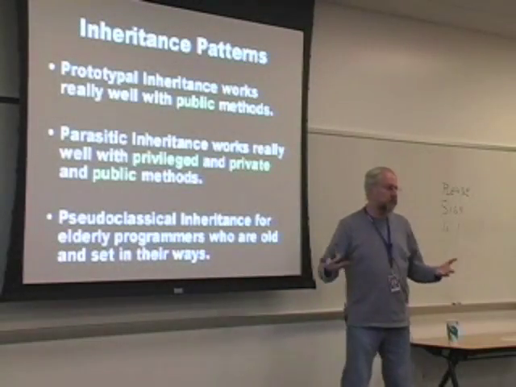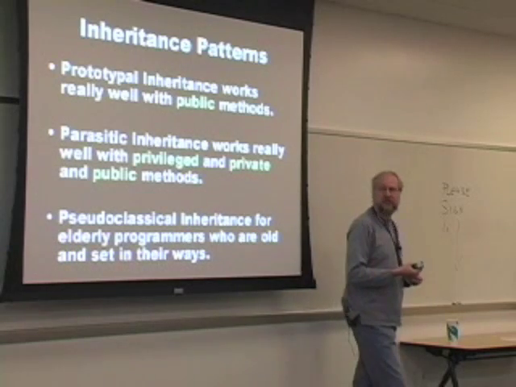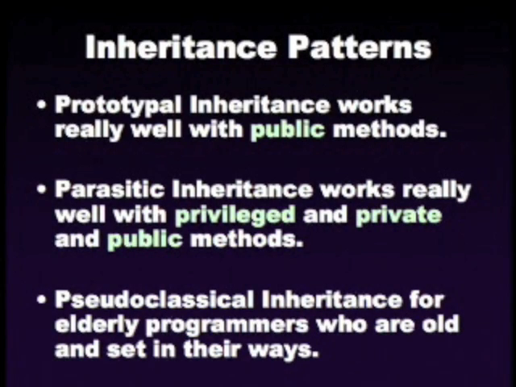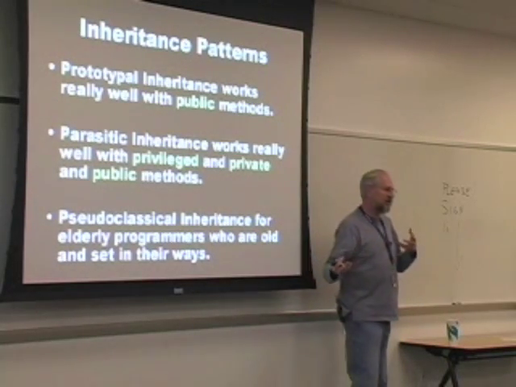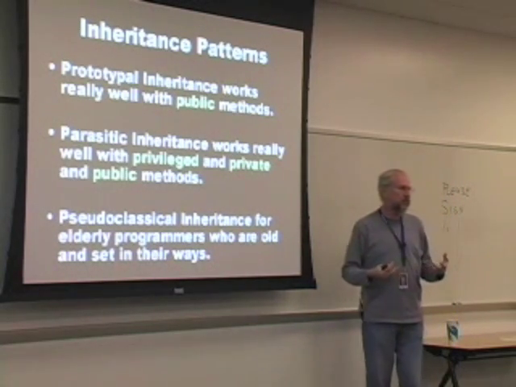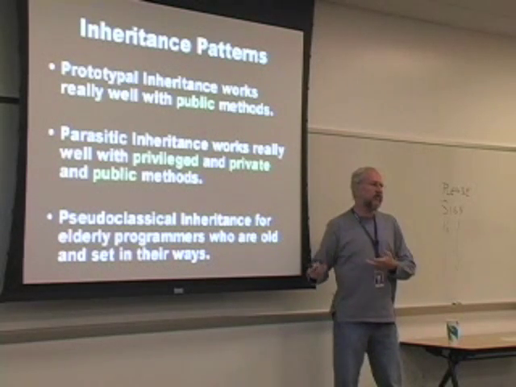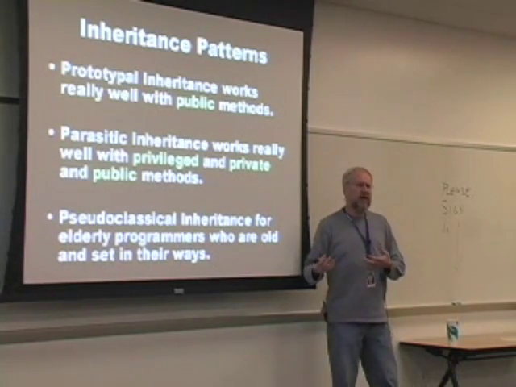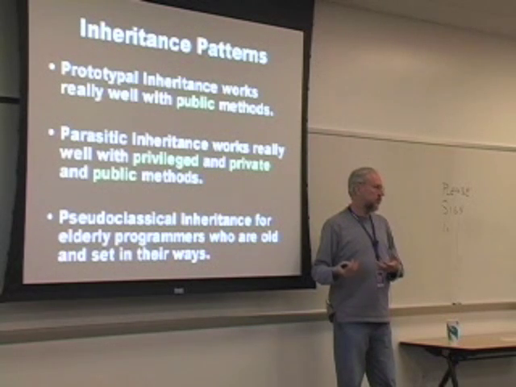So these are just a few of the inheritance patterns that are available to us in JavaScript. We've got prototypal inheritance, which works really well with public methods. We've got parasitic inheritance, which works really well with privileged methods and with public methods and private methods. And then we've got pseudoclassical inheritance for the elderly. And we can take all of these and mix them together. So it's an amazingly expressive language. We've got many more patterns of code reuse than we have with virtually any other language. And we've got support for more sorts of programming styles than in any other language.